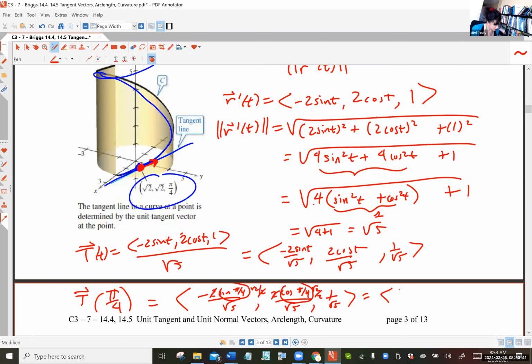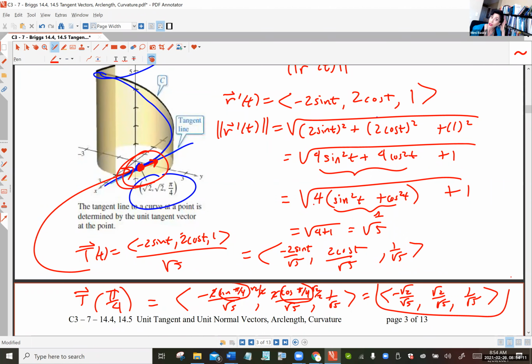And then do a little bit of simplifying. You'll get negative square root of 2 over square root of 5, comma, square root of 2 over square root of 5, comma, 1 over square root of 5. Boom. There is your big T at this point on the curve when that time t is pi over 4 seconds. You do not have to rationalize any denominators for me, okay? Not even for my MyMathLab. MyMathLab will be totally fine with you typing in that answer, so don't bother.